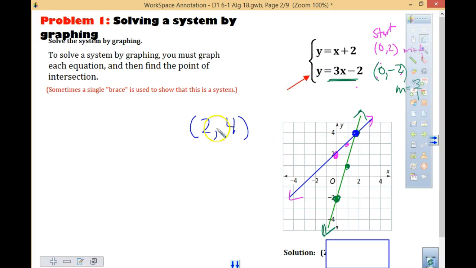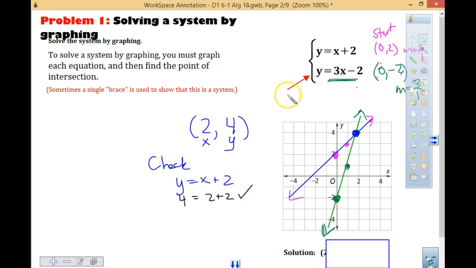So, does (2, 4) work in both equations? So we're going to do a check. The first equation, y equals x plus 2. This is your x, right? This is your y. If I replace, so I go to the equation, and if I put in 4, is that equal to 2 plus 2?